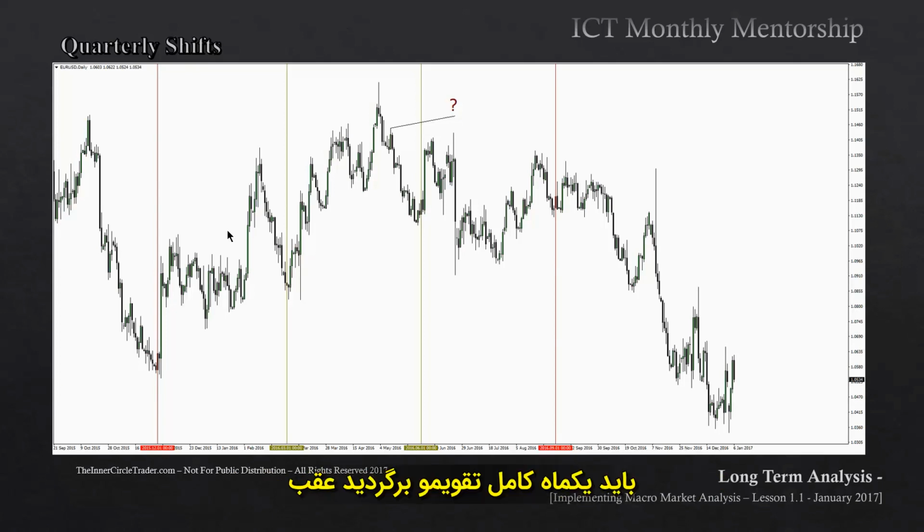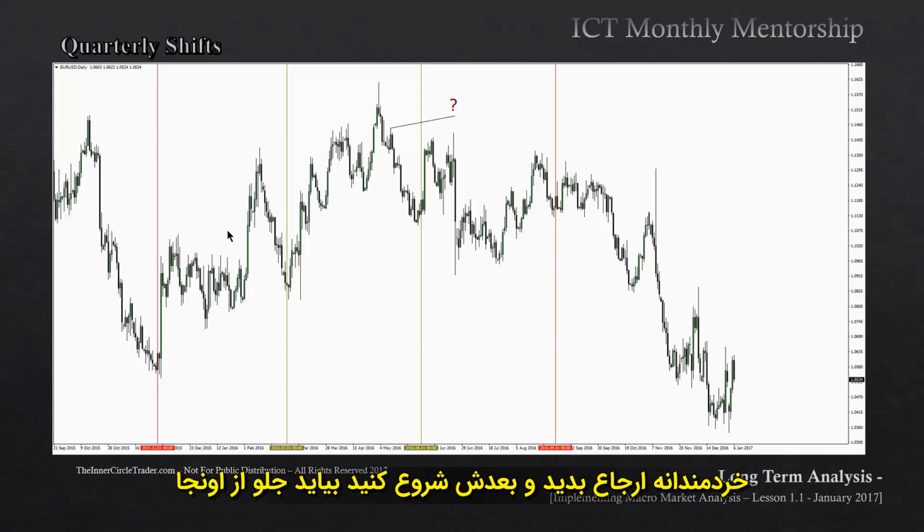You want to go back one full calendar month, where it traded from the first trading day to the last trading day and then created a new month. By doing that, you calibrate yourself. That way you'll be able to see what IPDA is doing reference-wise, and then you start walking forward from there.